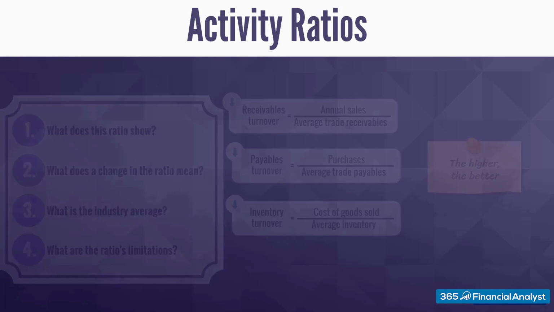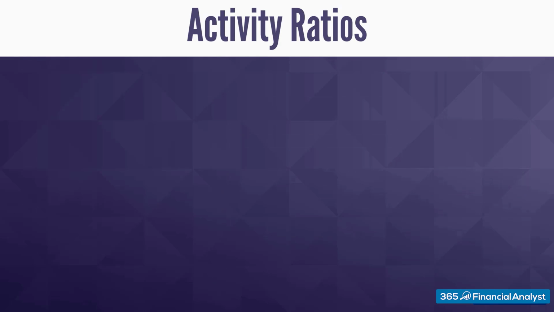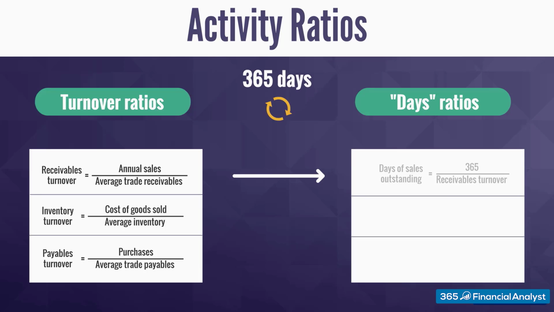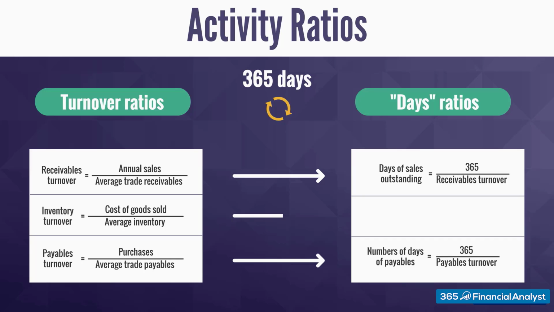Okay, moving forward, the so-called days ratios are closely related to turnover ratios. We need to acknowledge their existence for several reasons. Once you calculate receivables turnover, you can easily convert it into days of sales outstanding. We simply need to divide 365 by the turnover ratio. In like manner, you could obtain the number of days of payables and days of inventory on hand.